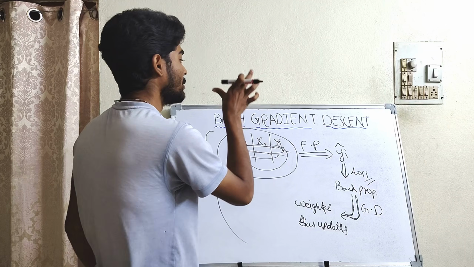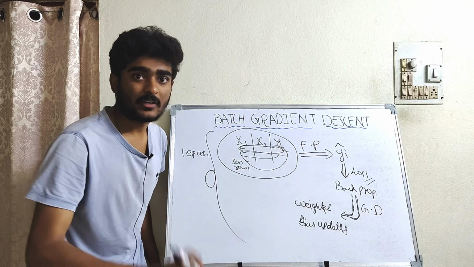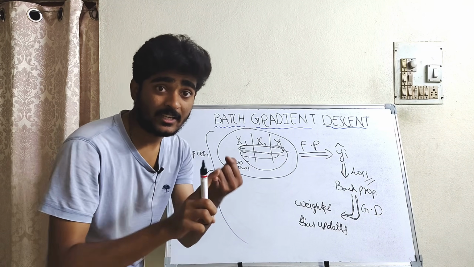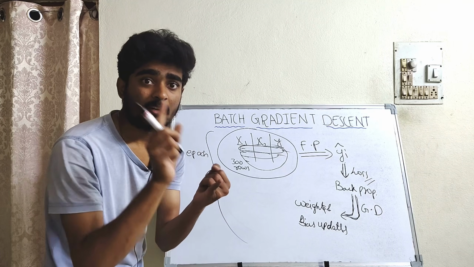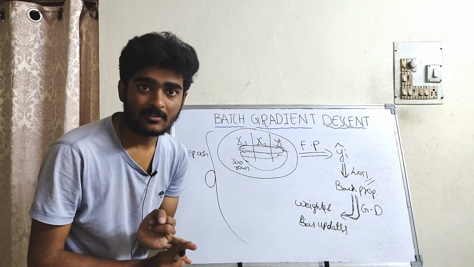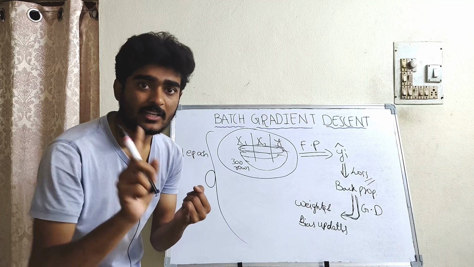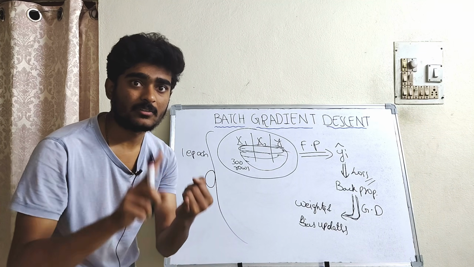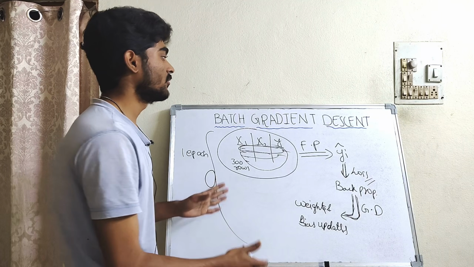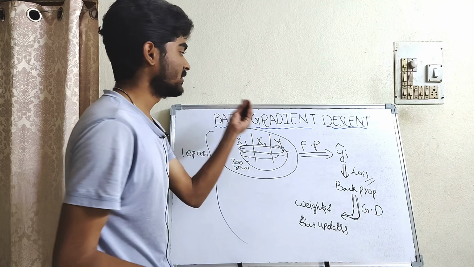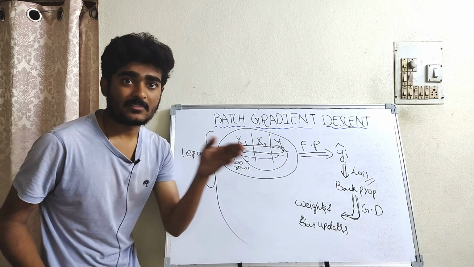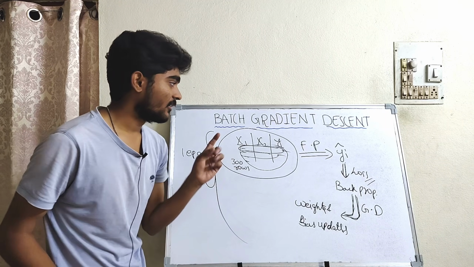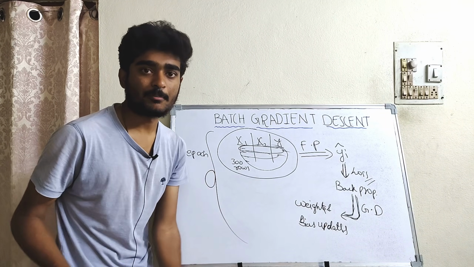So it is called batch gradient descent. Just remember, in batch gradient descent we update the weights and bias parameters a single time per epoch. So this is the entire batch gradient descent. In the next section of the video we'll see the detailed intuition of batch gradient descent.